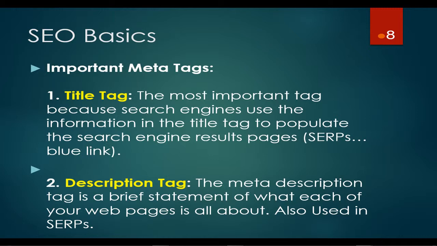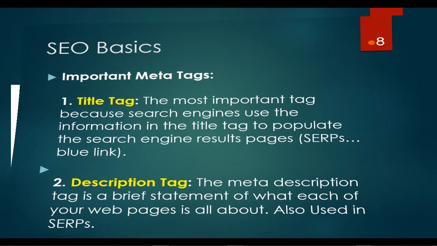The second important thing I would say is the description tag. The meta description tag is a brief statement of what each of your web pages is all about, and it's also used in the SERP. In any situation, you'd want your title tag and your description tag on each page to be unique, to be different. You don't want them to be the same.